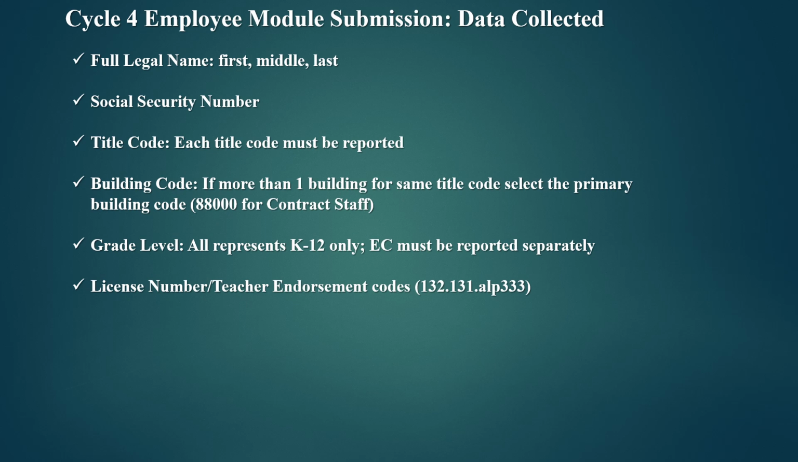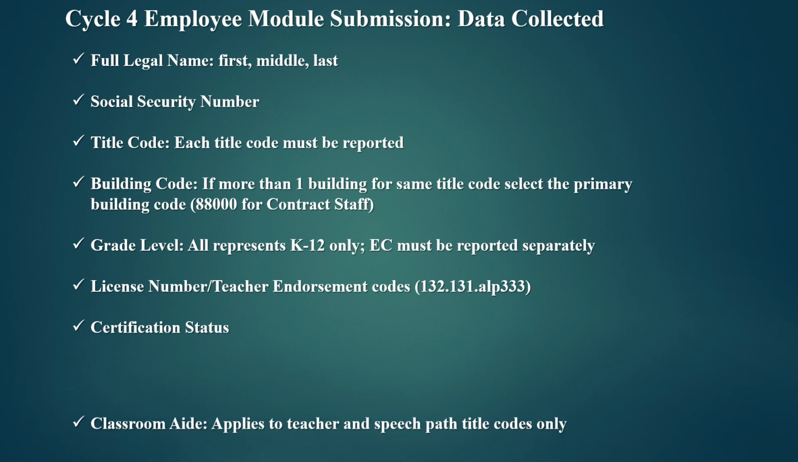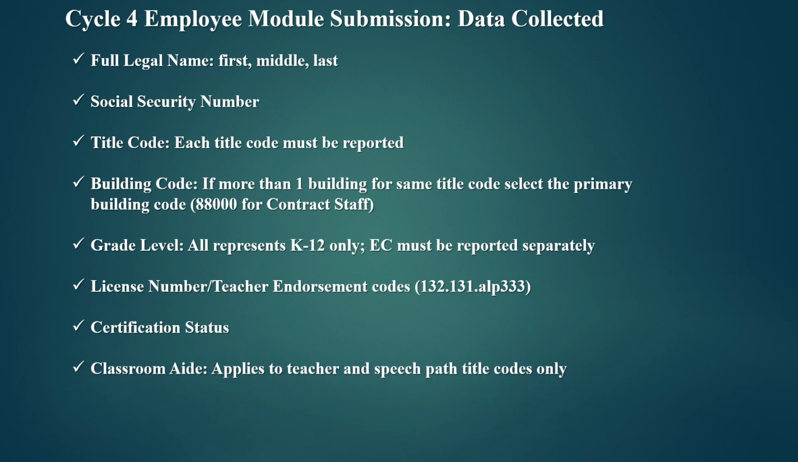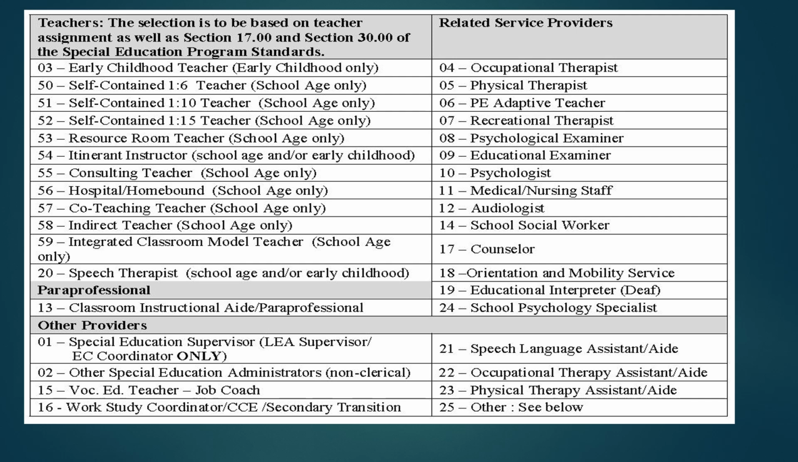License number with teacher endorsement codes. Certification status. Classroom aid. It applies to the teacher and speech pathology title codes only. And lastly, to provide the FTE, which cannot be more than 1. Please make sure all of these areas of data are collected for Cycle 4. This chart is also in the Employee Data Dictionary that can be downloaded from our website.